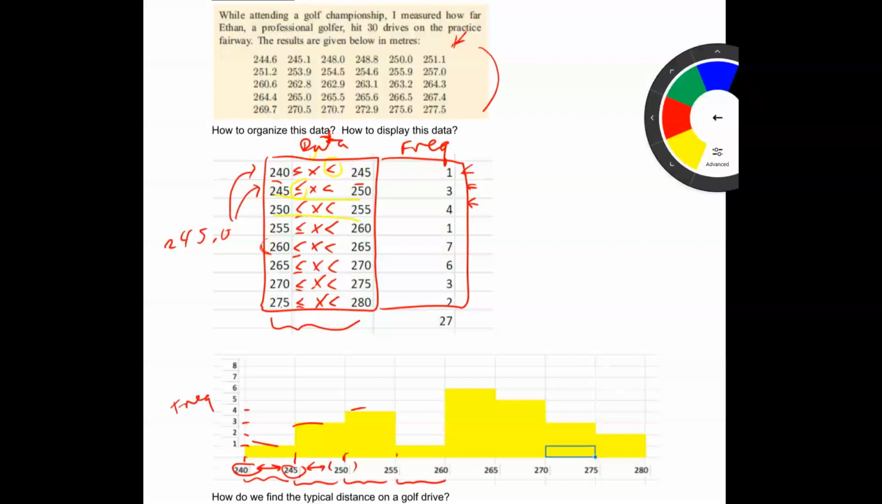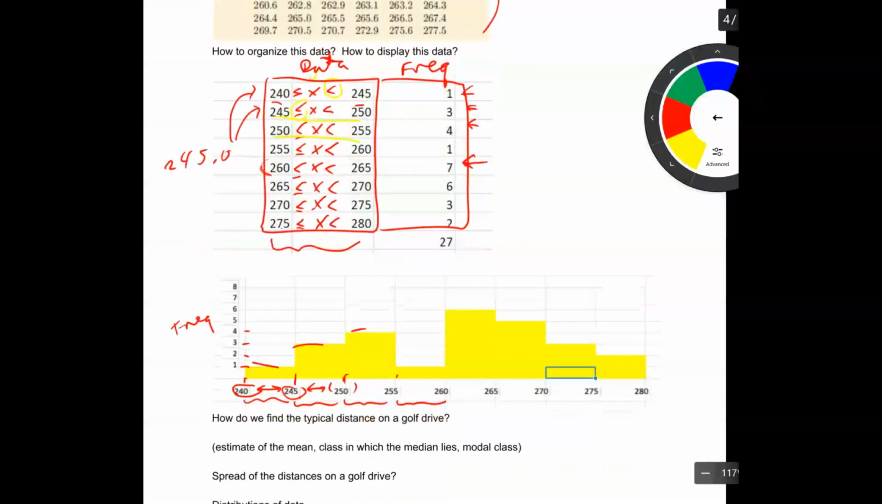For mode, if you find out that this is the most popular class, then we do know that this is the mode class, but we don't know exactly what the mode is, right? So in this case, we say the modal class is 260 is less than or equal to x is less than 265. Okay.